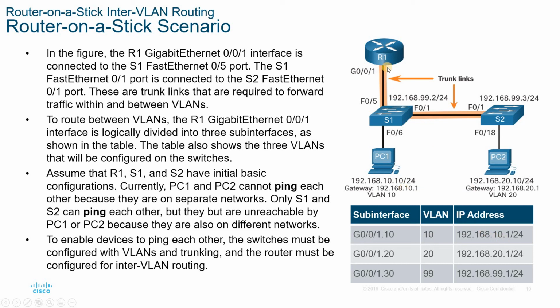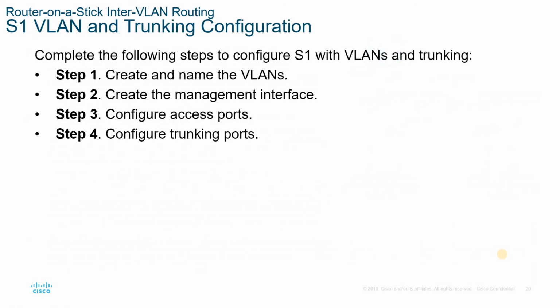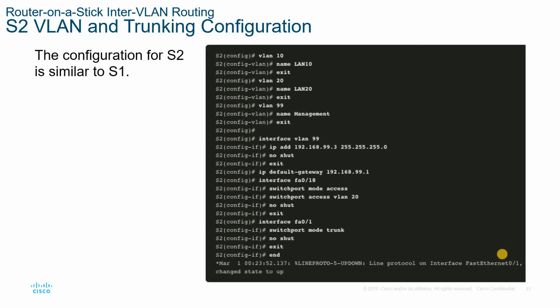So, nakasave lahat yan sa subinterfaces ni R1. Just take note of the different IP addresses that will serve as gateway. So this is the step. I think we did this one last time. Yung pag-prepare muna ng VLAN, creating VLAN IDs, yung name, and so on. Creating the management VLAN right there, the default gateway.